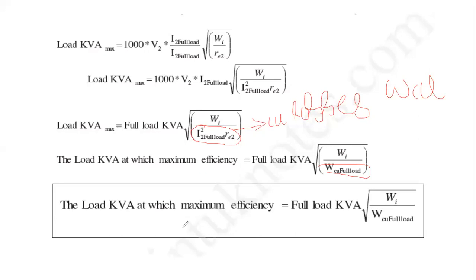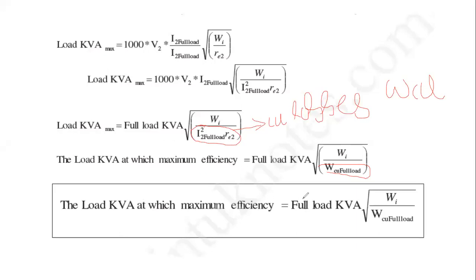Next, the load kVA at which maximum efficiency occurs is equal to the full load kVA into square root of Wi by W copper losses full load. This is the load kVA at which the maximum efficiency is obtained. Understand?